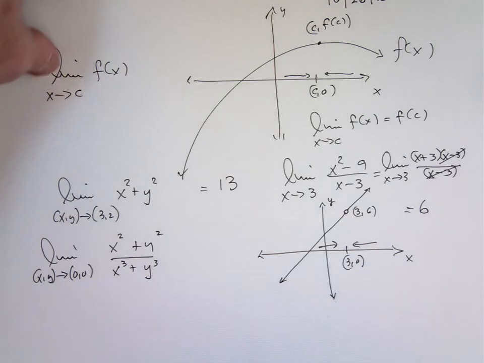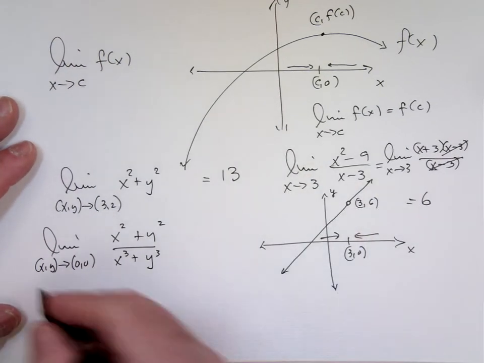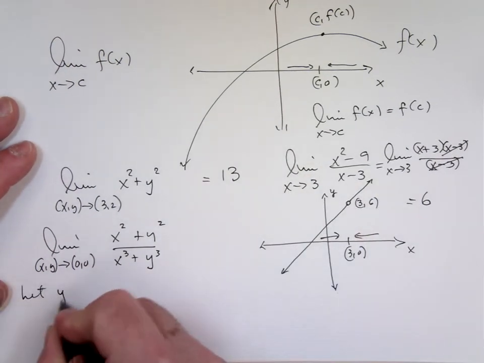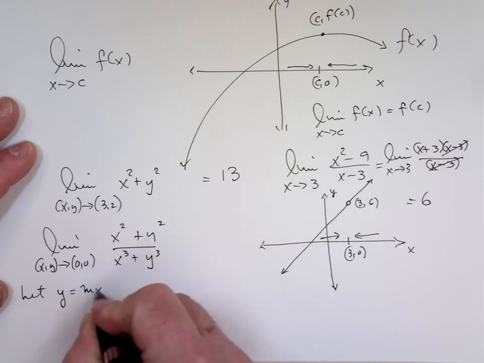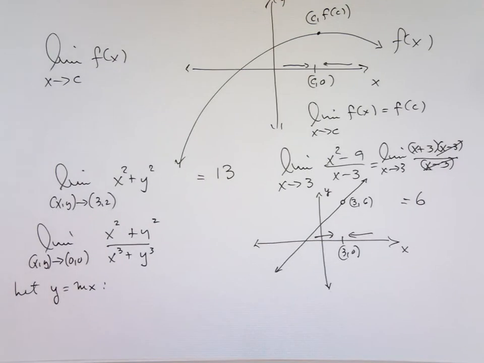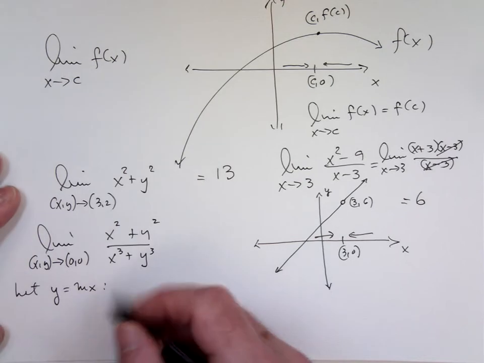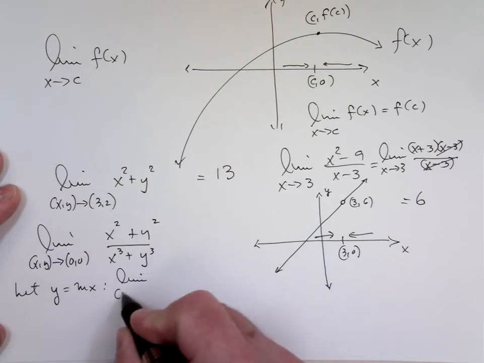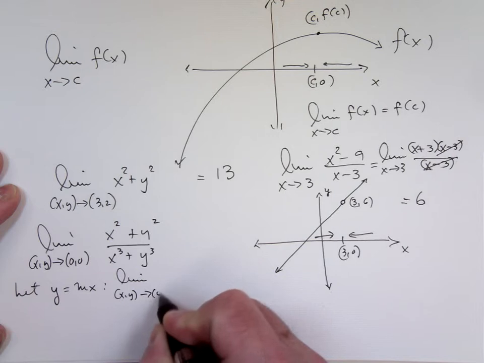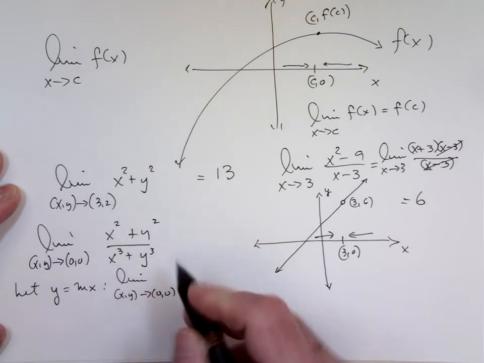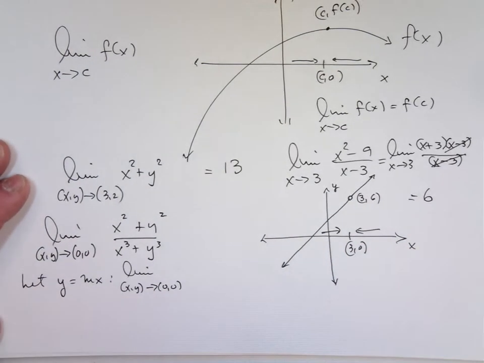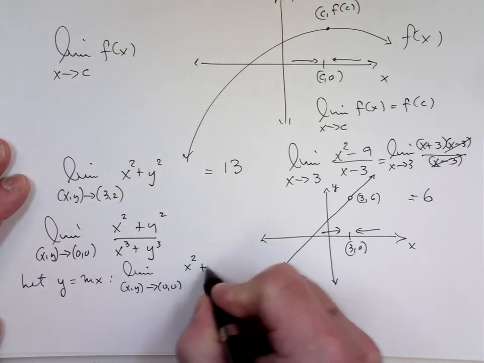So let's take a look at that. Here we go. And how do we do that? We do that by doing the following. We're going to let y equals mx. This is the whole family of lines in the plane that goes through the origin. Let y equals mx, where m is the slope of a line. So we'll take the limit as (x, y) approaches (0, 0) of x squared plus y squared.